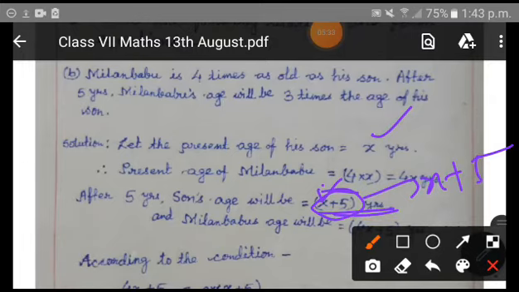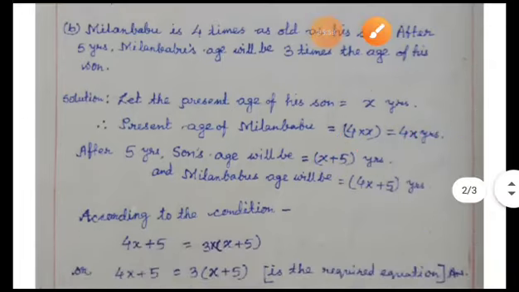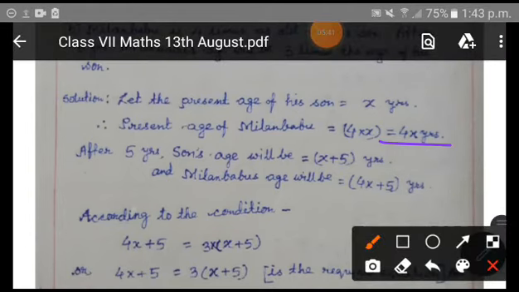Now the present age of Milan Babu is 4x years. So what will be his age after 5 years? After 5 years his age will be 4x plus 5, because his present age is 4x. After 5 years, 4x plus 5.